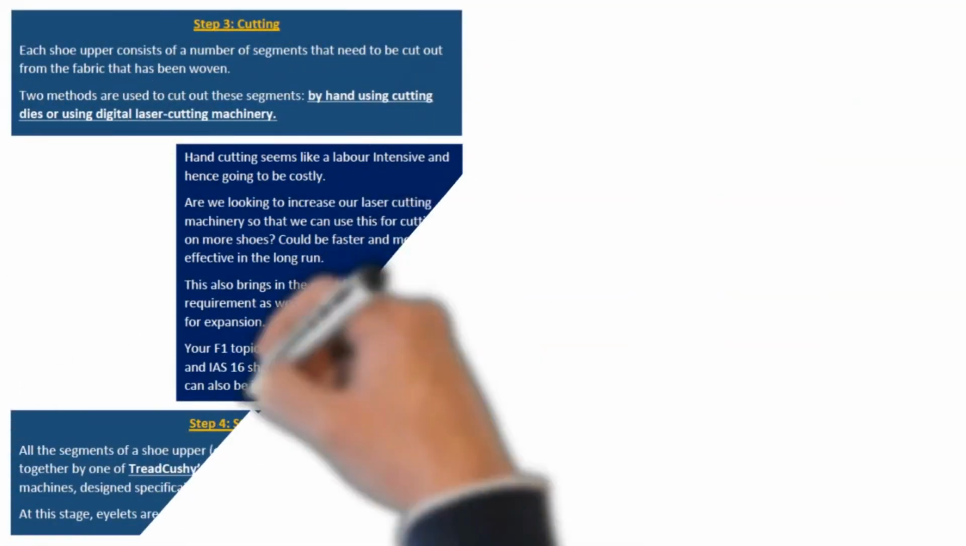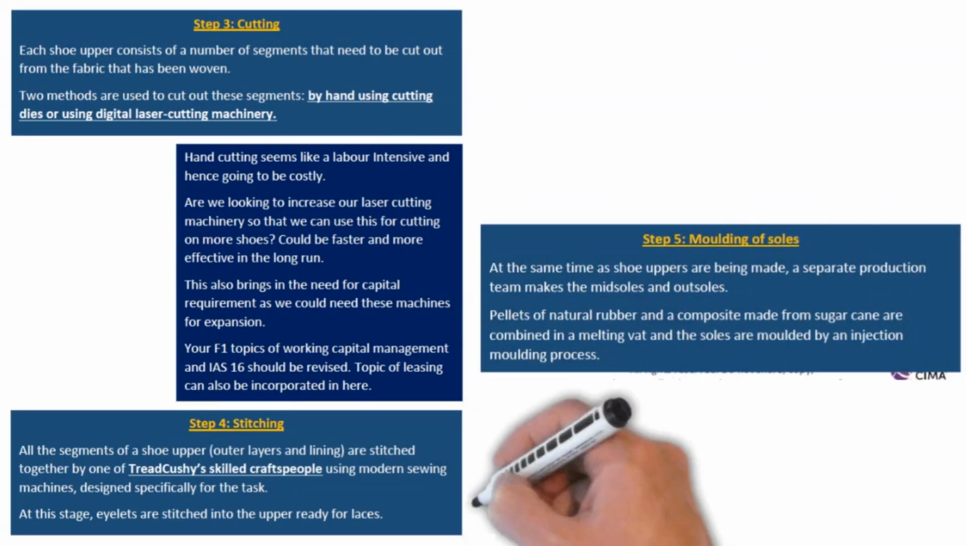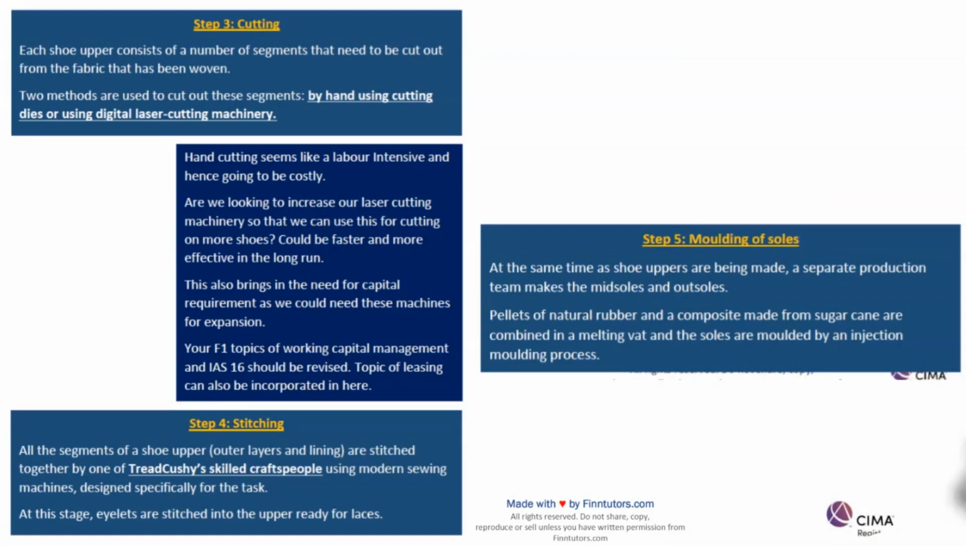Step 3 in making our shoe is the cutting process. Each shoe upper consists of a number of segments that need to be cut out from the fabric that has been woven. Obviously, cut it according to size and shape. Two methods are used to cut out these segments: hand cutting or digital laser cutting.